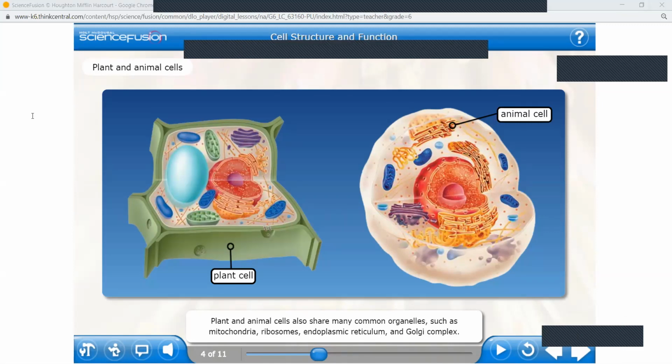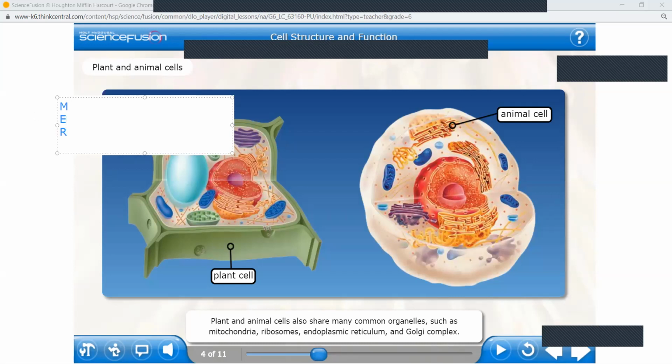So we are talking about MERG. Both the plant and animal cells have MERG. You can just say MERG. You can make a short form from this. M-E-R-G. M, mitochondrion.